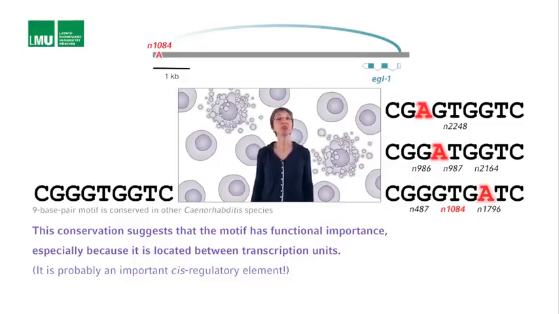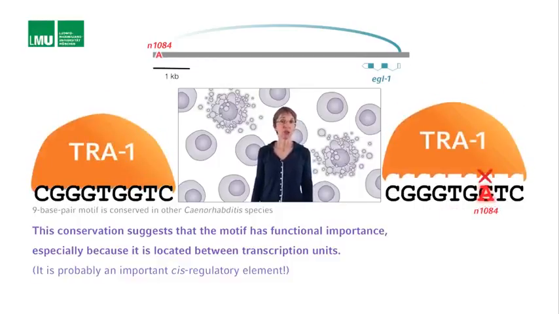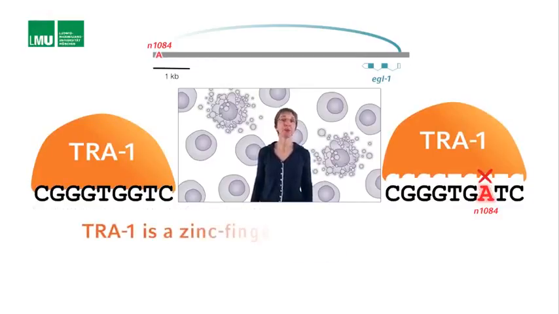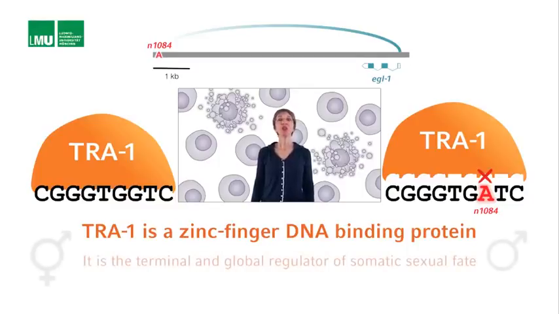And this motif turns out to be the binding site for a transcriptional repressor, a protein that can block transcription. This transcriptional repressor is TRA1, and TRA stands for transformer. TRA1 is a zinc finger DNA binding protein, most similar to the Gli family of transcriptional regulators in mammals. And TRA1 has a very important role during C. elegans development. TRA1 is the terminal and global regulator of somatic sexual fate.